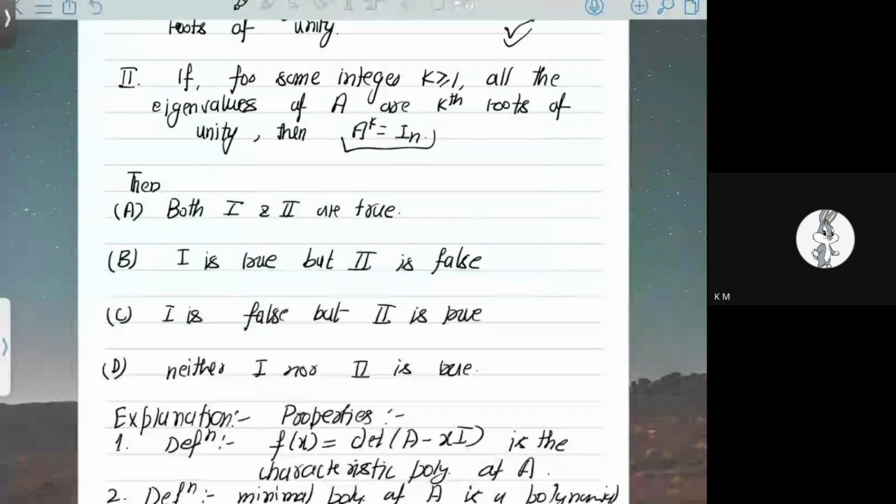Fine. For k = 2 we suggest A^2 = I, which means idempotent. But this is the other way round. You are saying that if A raised to power k is the identity matrix, then all the eigenvalues are kth roots. But it is the other way round. Ma'am, can we suggest a counterexample?